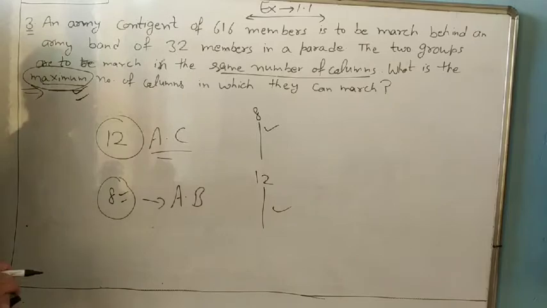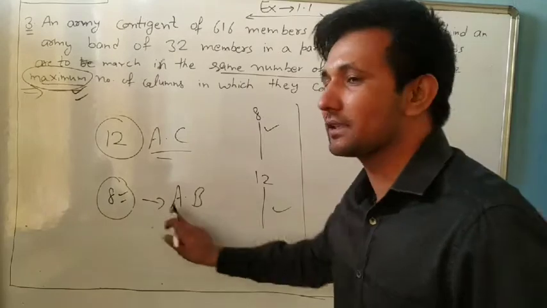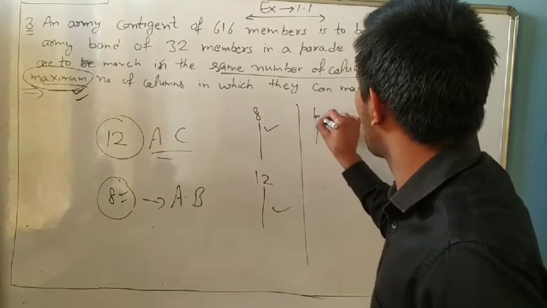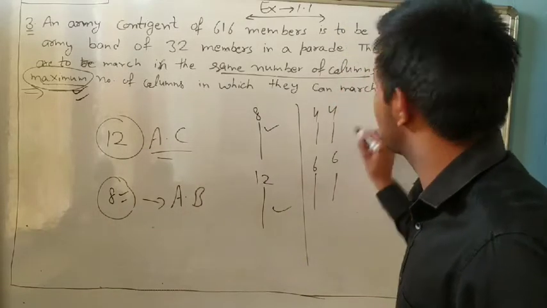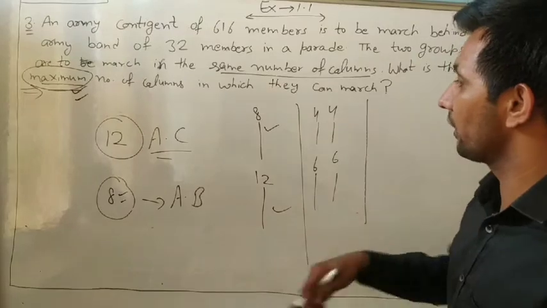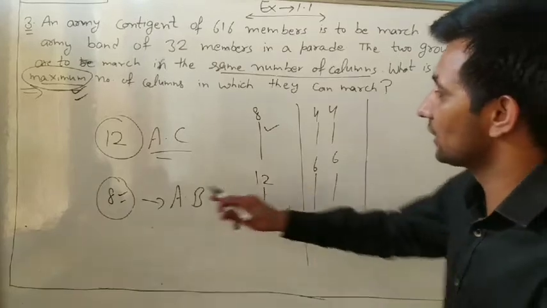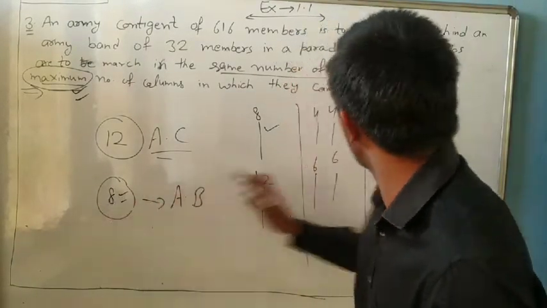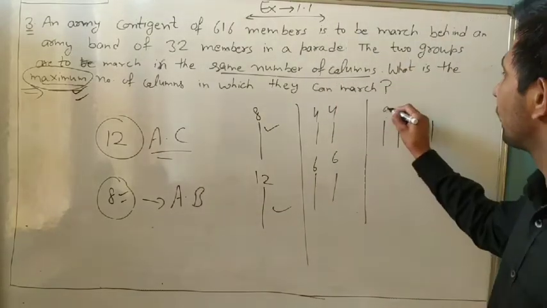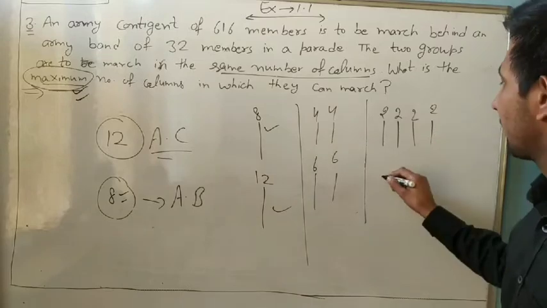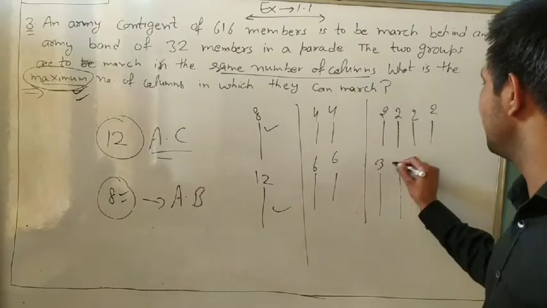But in the question we have to find the maximum. It is also possible that 8 members march in two columns, 4 each, and the other group is also in two columns, 6 each. It is also possible. Any other possibility? Maybe in each group there are 4 columns. 8 members marching in 4 columns means 2, 2, 2, 2, and here also 4 columns, 12 divided by 4, 3, 3, 3, 3.